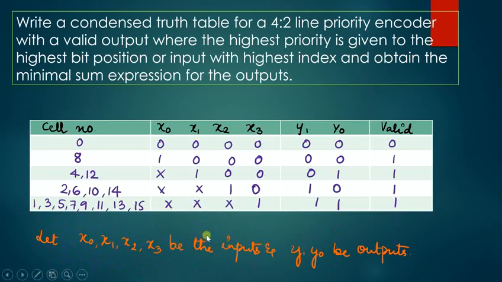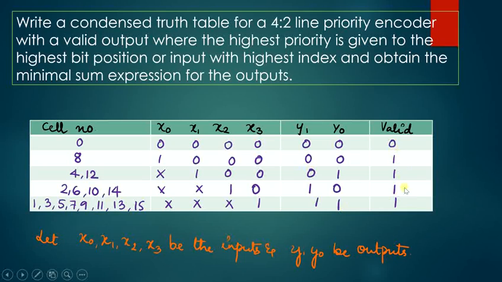Coming to the next one, you have XX10. This x2 corresponds to decimal notation 2, so the output is 10. And here x3 corresponds to decimal notation 3, so the output is equal to 11.